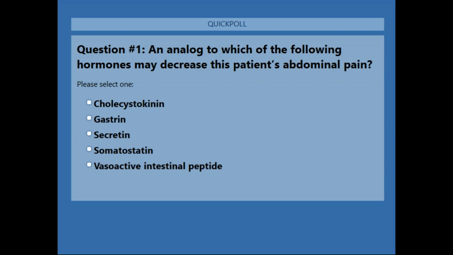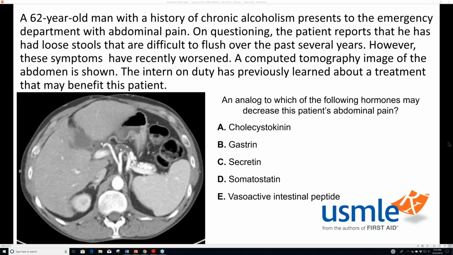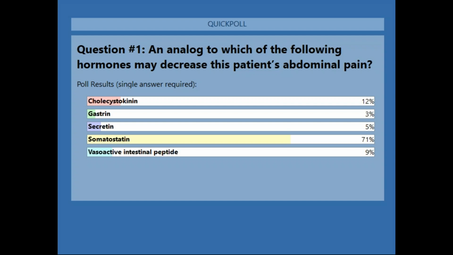All right, looks like most folks have answered. I'm going to go ahead and close the poll in a second. Wait for a couple more answers to come in. All right, here we go. I'm going to share the poll response, and what we see here is that the majority of folks have chosen somatostatin. A couple of folks are thinking vasoactive peptide and cholecystokinin. So those seem to be the three most popular answers.